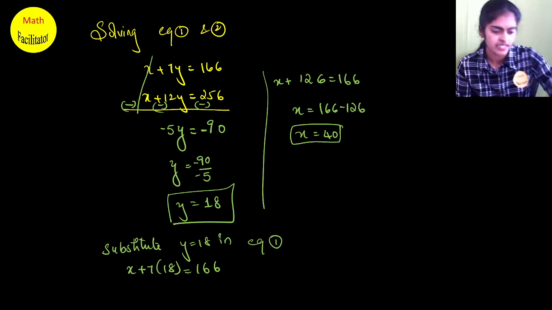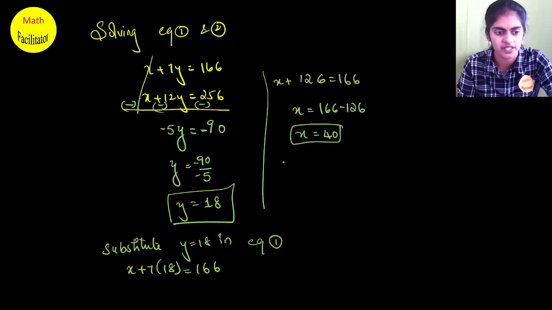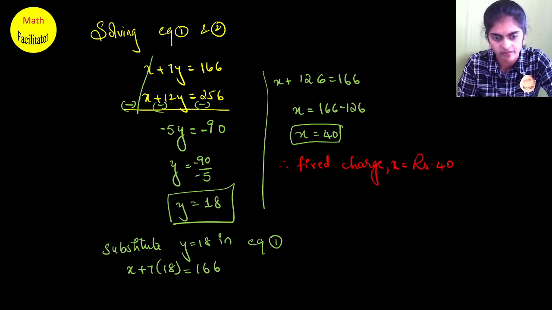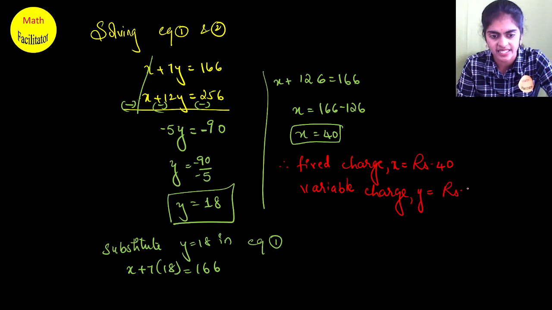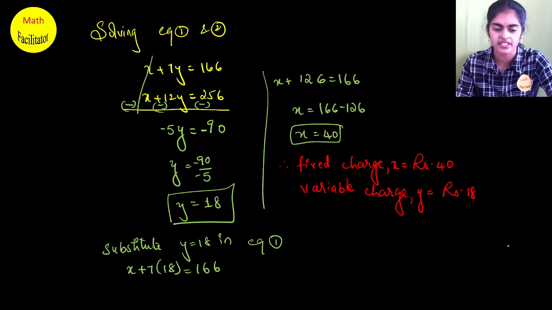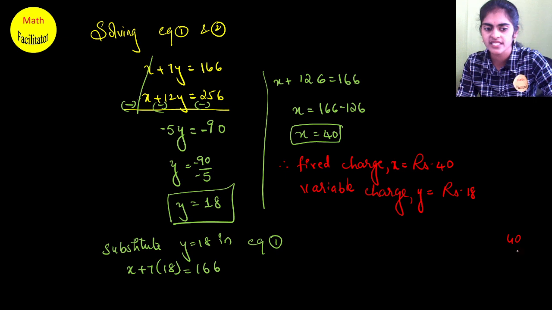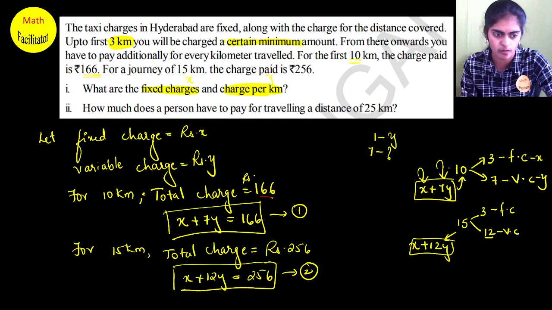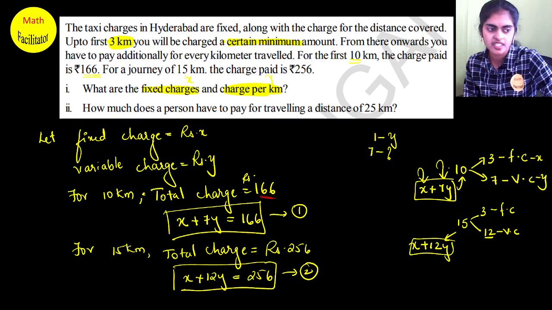They asked you to find the fixed charge and the charge per kilometer. Therefore, the fixed charge you have taken as x, which you got as rupees 40. The variable charge is the charge per kilometer. You have taken it as y and you got it as rupees 18. How will you check your answer? Substitute it in any condition. Fixed charge for 3 kilometer is 40 rupees, and for 7 kilometer it is 7 into 18. If you add, you have to get 166. Then your answer is correct. That is 166 you are paying, isn't it? So this is the first part of the question.